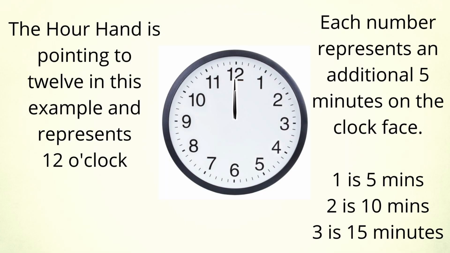In this example, both the hour hand and the minute hand are pointing to 12, and this represents 12 o'clock. Each number represents an additional 5 minutes on the clock face. So 1 is 5 minutes, 2 is 10 minutes, and 3 is 15 minutes, and so on.